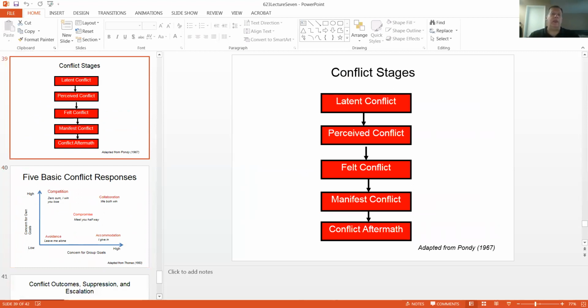Hopefully, effective leaders are able to intervene at an earlier part. And so whenever you have felt conflict, hopefully if you intervene at the felt conflict stage, you can keep it from progressing to manifest conflict.